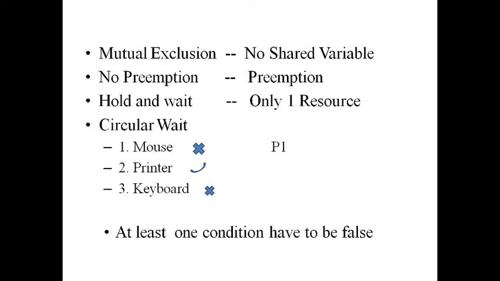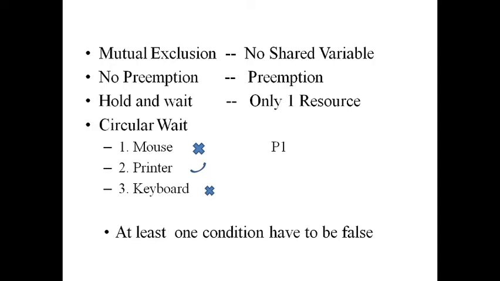What is meant by mutual exclusion? In mutual exclusion, there is a shared variable that is used by many of the processes, and that shared variable is located in the critical section. Wherever the shared variable is, that region is called the critical section. All the processes which want to use that variable can go to the critical section, use that variable, and then come out of the critical section. This is how it happens in mutual exclusion.